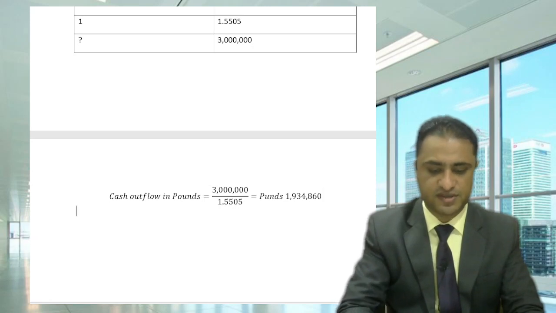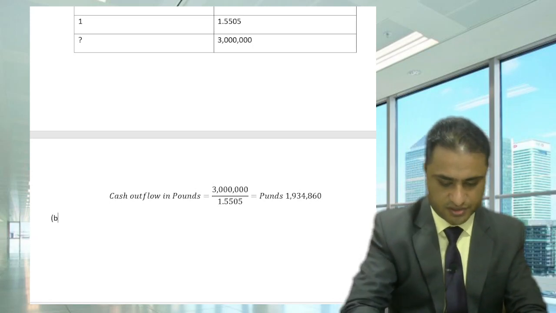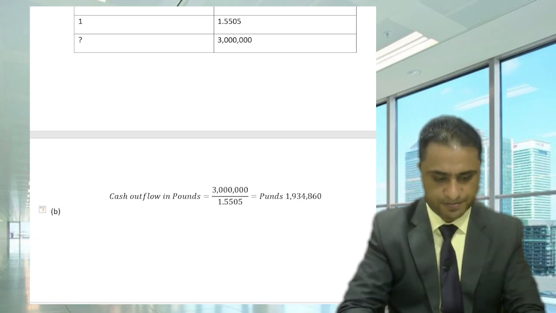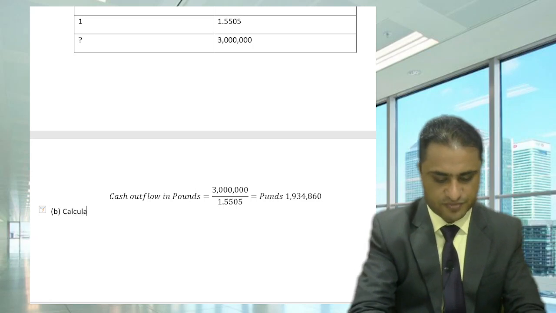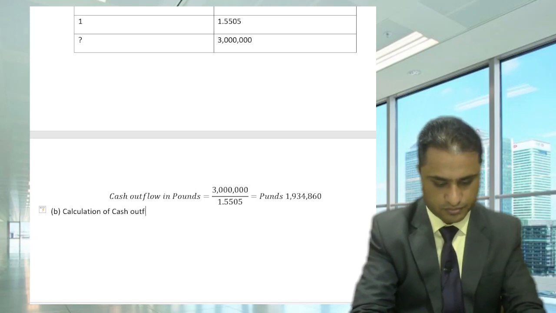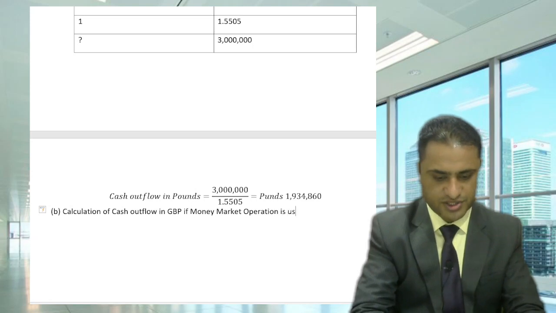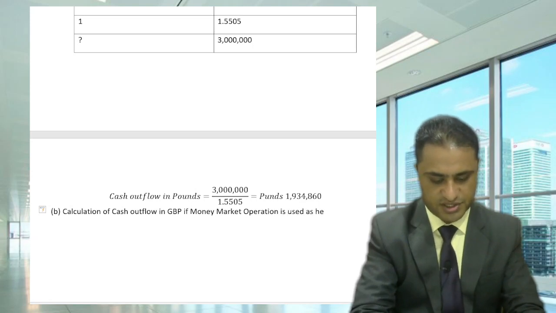Now let's understand how the money market operation works. So second, this is our main topic today. Calculation of cash outflow in Great Britain pounds if money market operation is used as hedging tool.